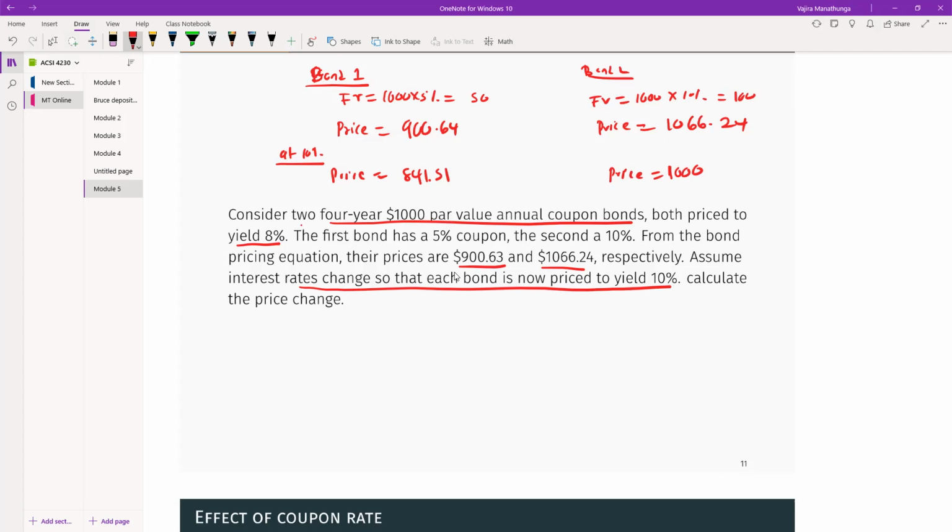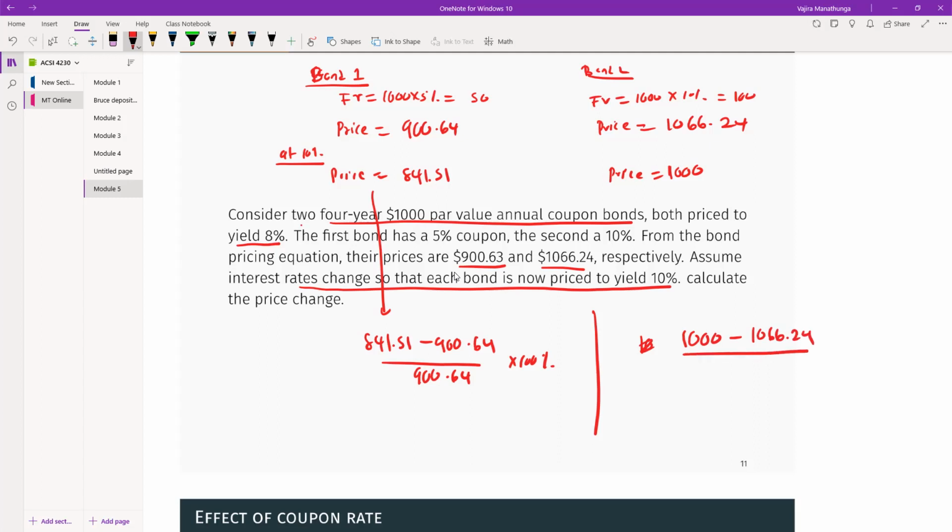Now the price change for this one: you can see the new price is 841.51, the old one is 964. Divide the difference by 964 and multiply by 100%. The other one, the new one is 1000 minus 1066.24, divided by 1066.24, times 100%. So you get the price change as a percentage.